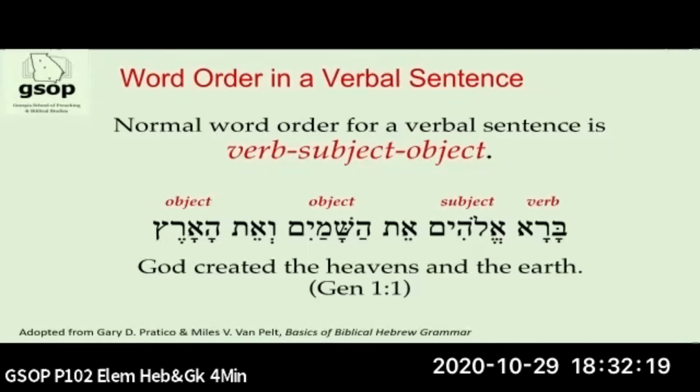A perfect conjugation and an imperfect conjugation will often not be first. It can be, but not be the first. But the typical word order is verb, subject, object. And why does that matter?